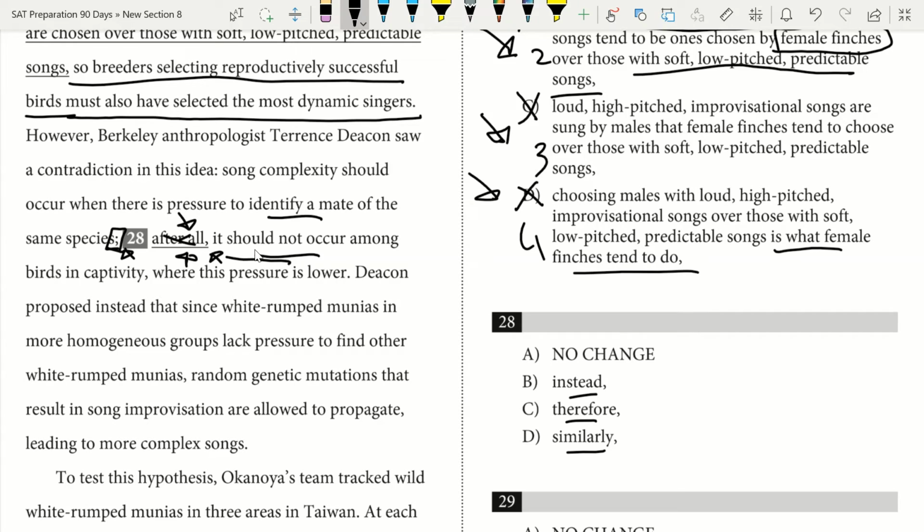So we have, it should not occur among birds in captivity where this pressure is lower. What we just discussed in our previous sentence is that song complexity should only occur if they're trying to identify a mate of the same species, and therefore, it should not occur among birds in captivity where this pressure is lower, right? That's a causal relationship. If I'm talking about a causal relationship, I want to use therefore. Okay, therefore is a great word for a causal relationship. So C would be my correct answer there.